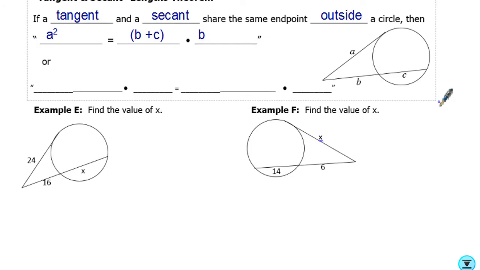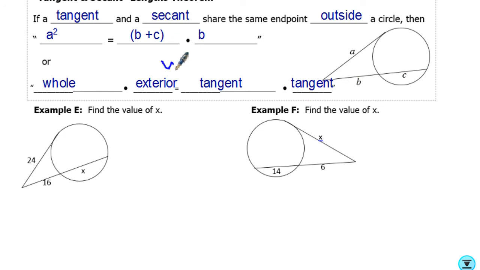Alright, and then the last scenario that we will look at is a tangent and a secant. So remember, tangent only touches the line at 1 point. Secant goes through the circle sort of at 2 points. So the mathematical way of looking at this is a squared is equal to b plus c times b. So it still is kind of like wee wee. So you're still doing whole times exterior, but in this case the tangent is both the whole thing and the exterior.